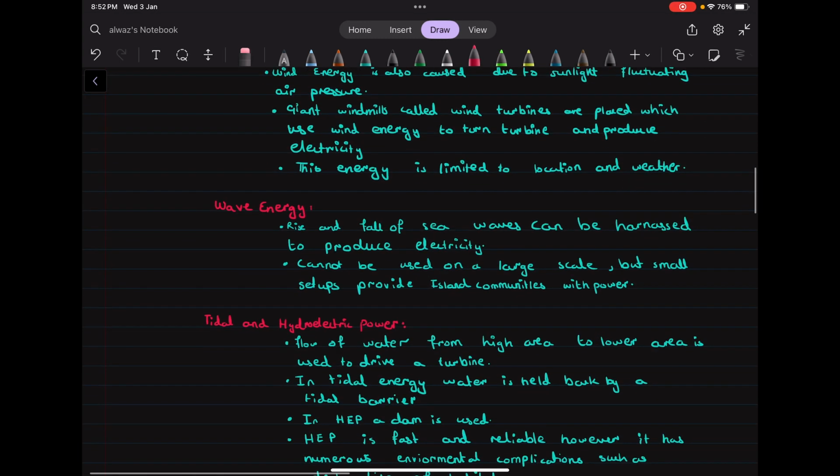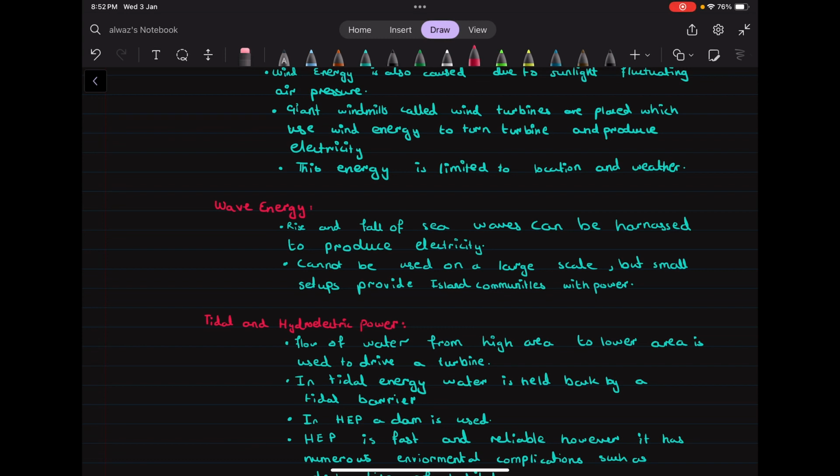Next, we have wave energy. Wave energy is the energy that we harness by the sea waves, which crash on our shore. It cannot be used on a large scale, but small setups can provide island communities with power.